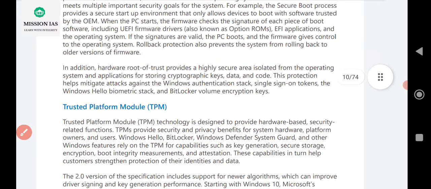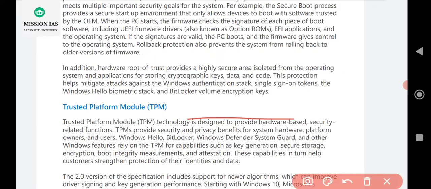In addition, hardware root of trust provides a highly secure area, isolating the operating system and applications, for cryptographic keys or data. This protection helps mitigate attacks against the Windows authentication stack, single sign-on tokens, the Windows Hello biometric stack, and BitLocker volume encryption keys.